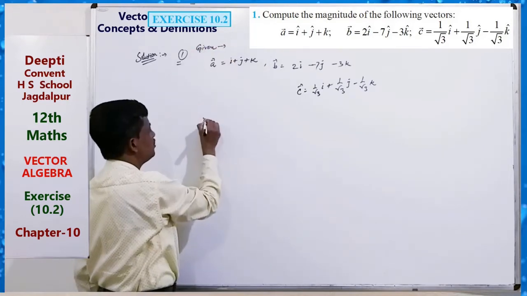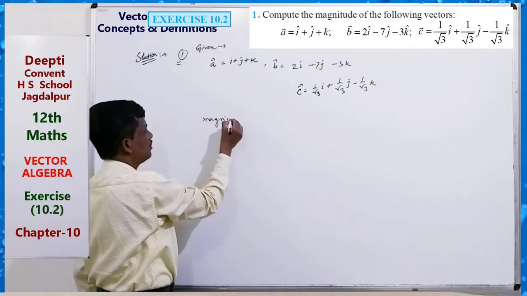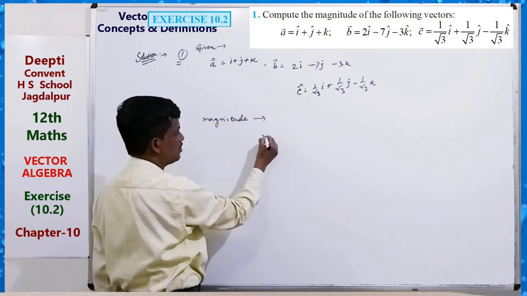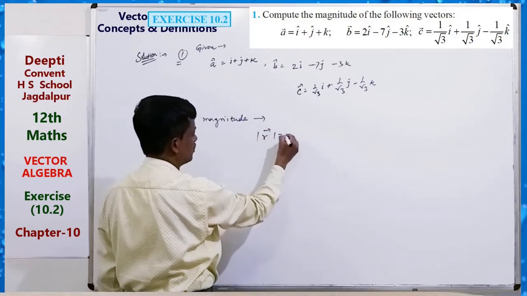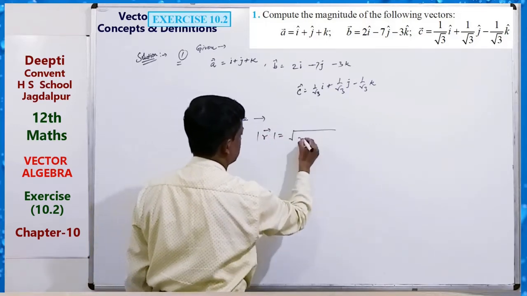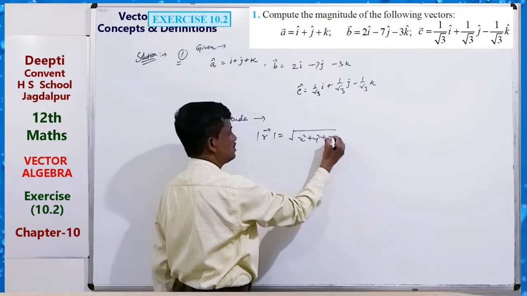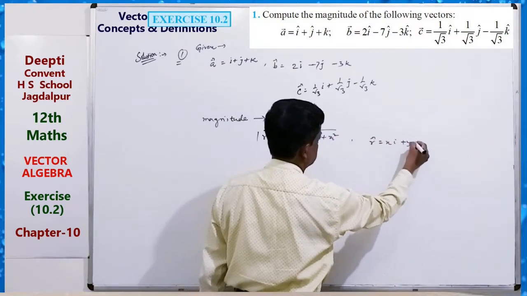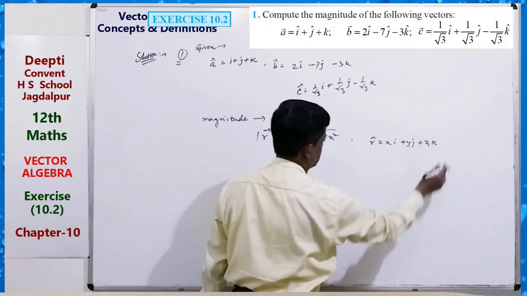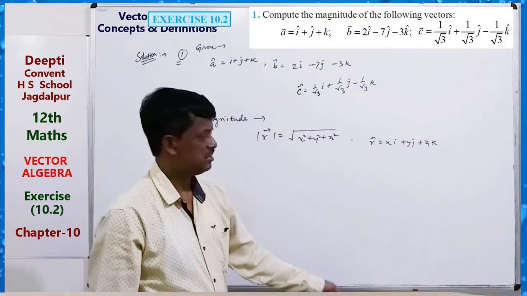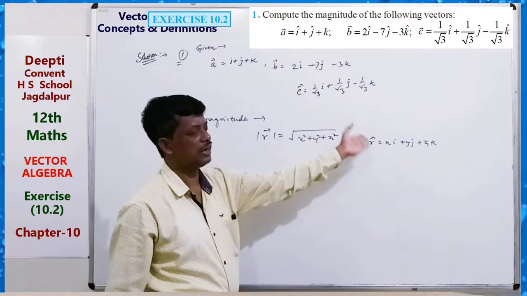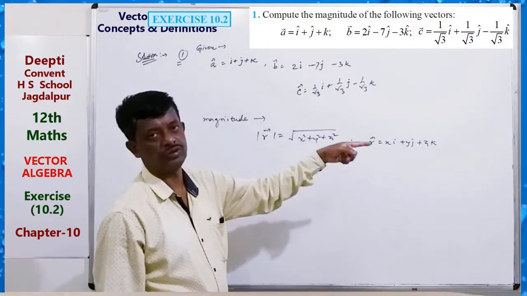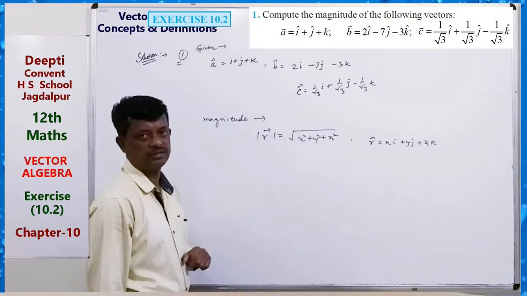We know magnitude is given as root of x square plus y square plus z square, where r equals xi plus yj plus zk. So magnitude finding is very simple. Just compare each vector with this. That is the square root of x square plus y square plus z square. That is the magnitude.